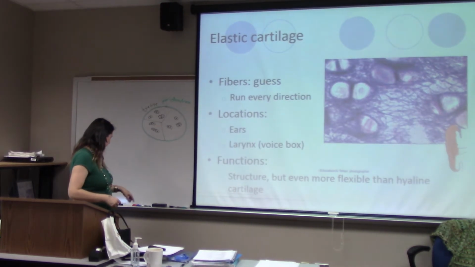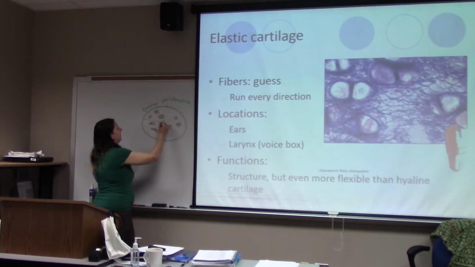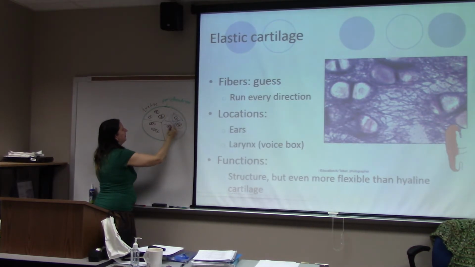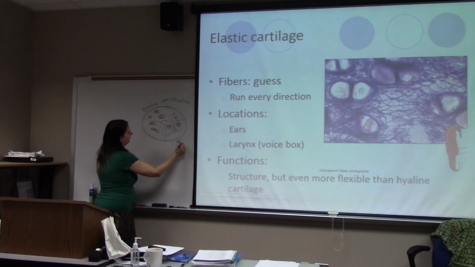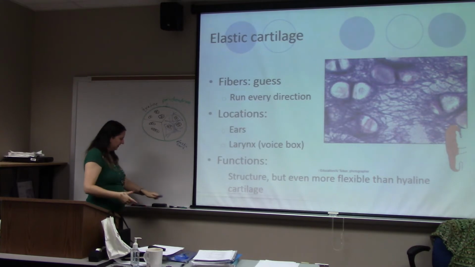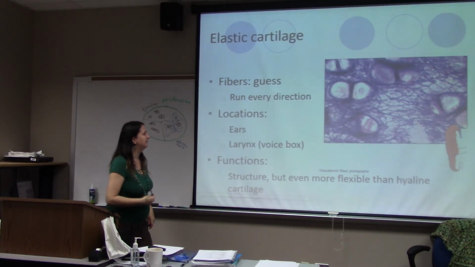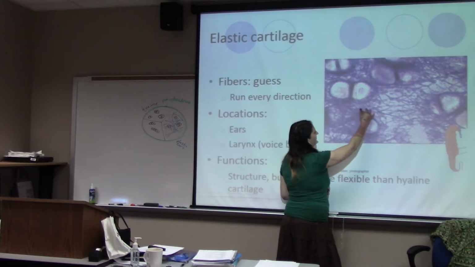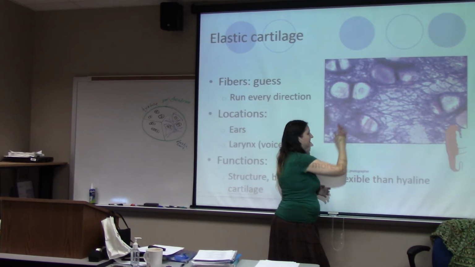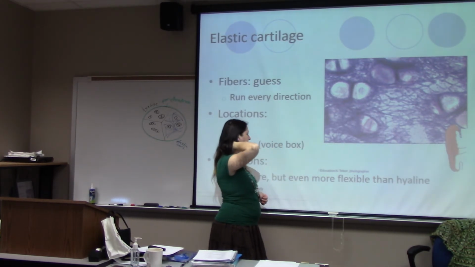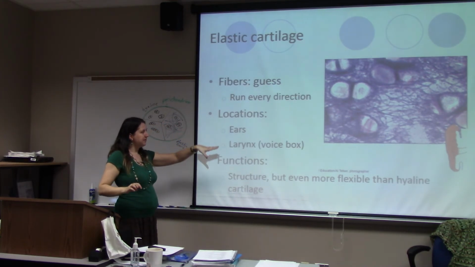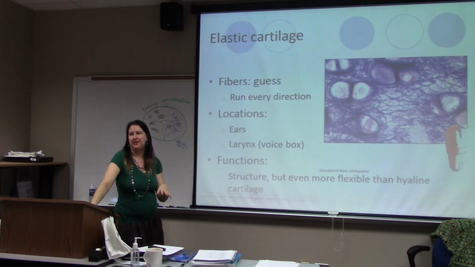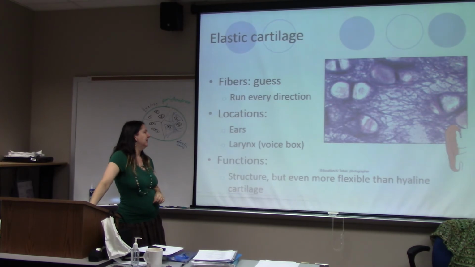Elastic cartilage has lots and lots of elastic fibers in it. They're going every which way. They're usually purple on the slides. They kind of divert around the cells because there's no matrix in the lacuna. Those elastic fibers make the cartilage more flexible.